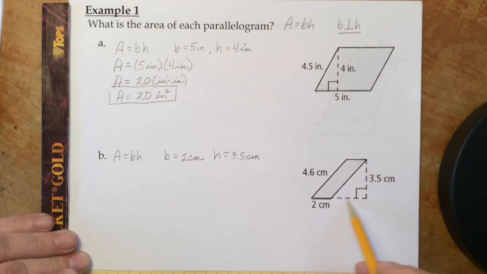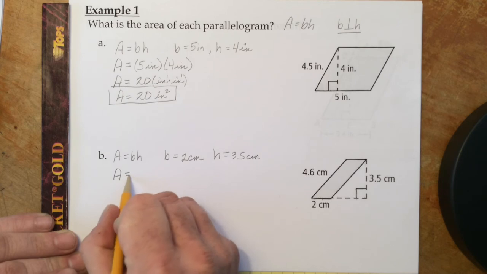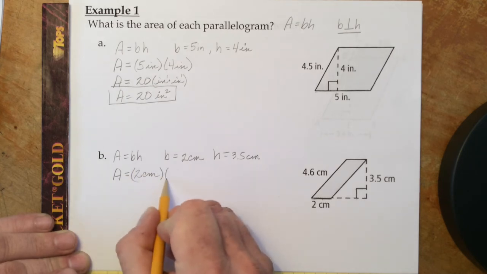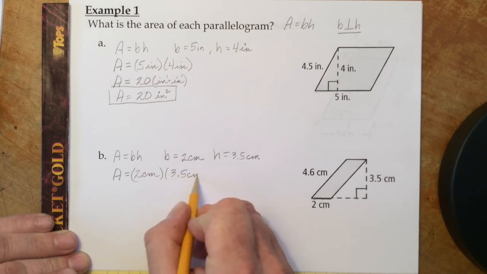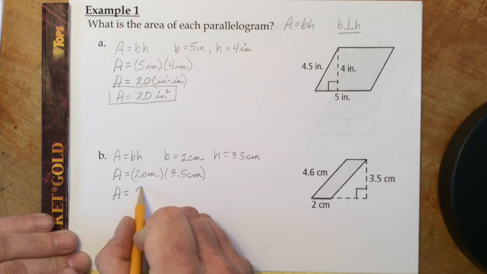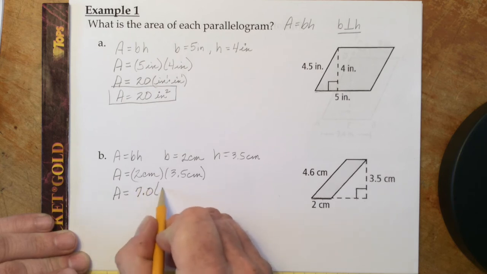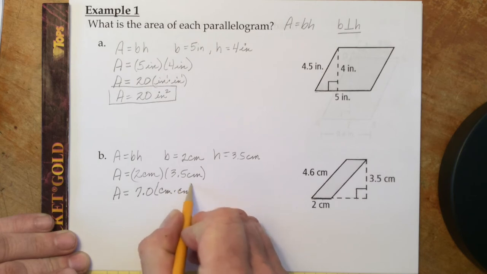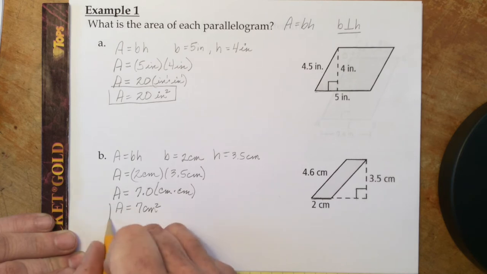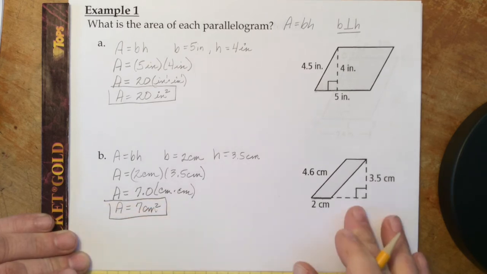Because the base and height must be perpendicular, many times in our figure the height has to be used with the base extended so that there's a right angle. So the area is, using the formula and substituting in the values, 2 centimeters times 3.5 centimeters. Multiplying those together, we get 7.0 times centimeters times centimeters. Centimeters times centimeters is centimeters squared. So 7 square centimeters is the area of this parallelogram.